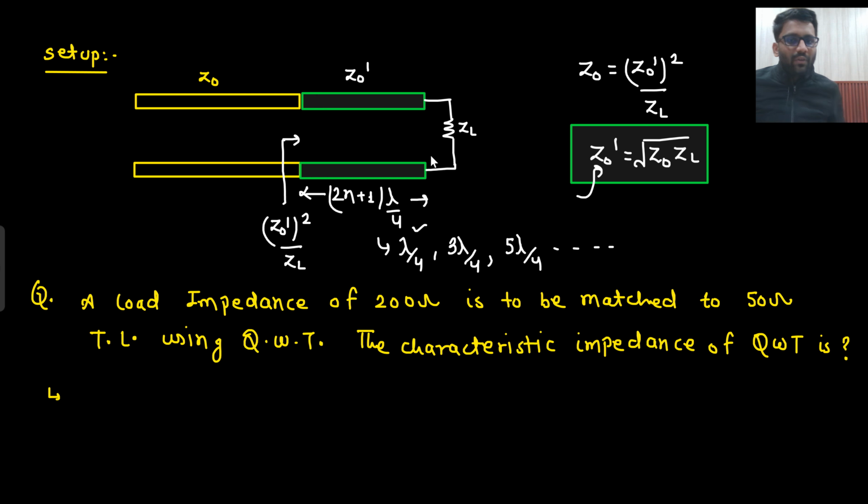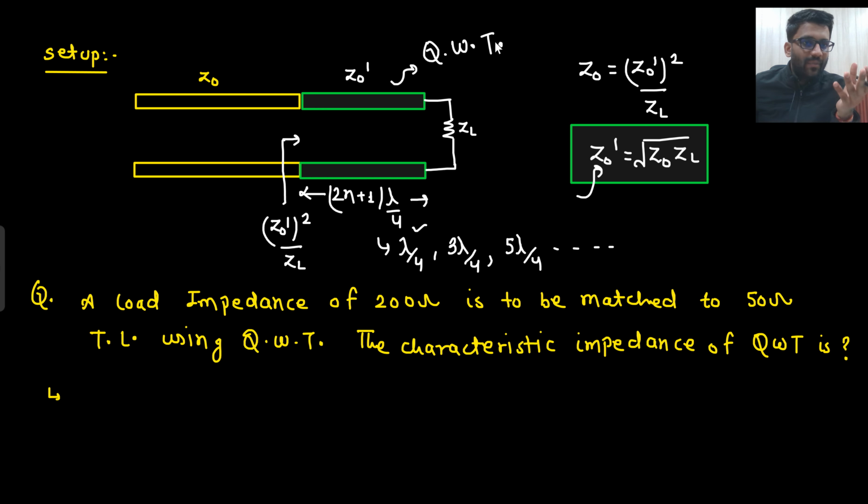Or what they ask? The quarter wave transformer. So this is known as quarter wave. Why quarter wave? Because we are using the length to be odd multiple of lambda by 4. 1 by 4 is quarter. So the next question that they ask is, what should be the characteristic impedance of the quarter wave transformer? That should be the geometric mean of Z node and ZL.